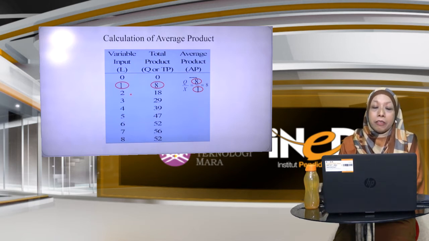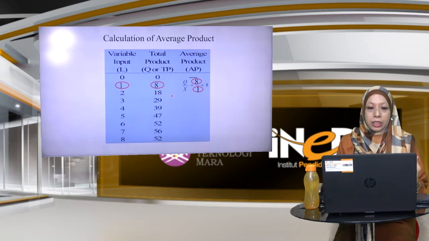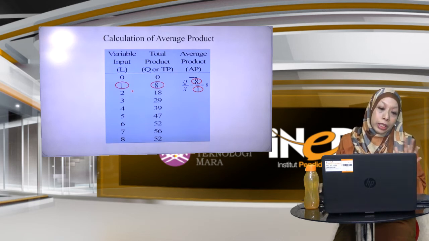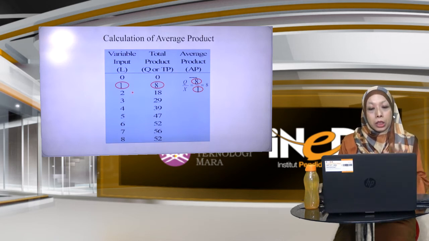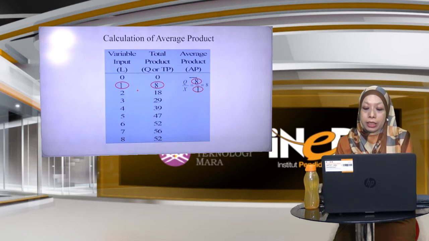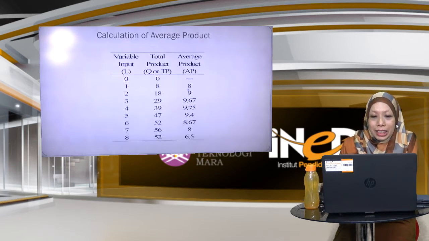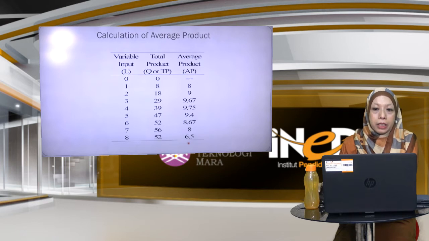The same thing for the second worker. When you have 2 workers, production becomes 18. So to measure the average product, all you need to do is divide 18 by 2, so you're going to get 9. This means that on average, when you have 2 workers, each worker will produce 9 units. So these are the corresponding values of average product for different levels of variable input.